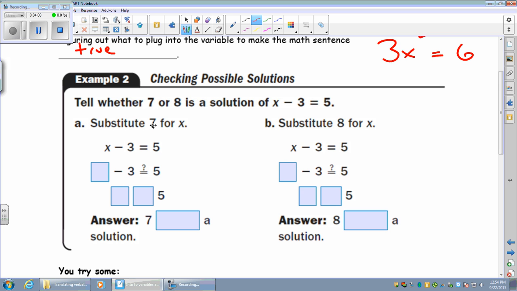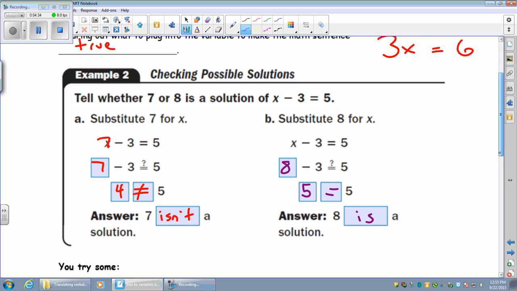So let's substitute 7 in to see if that is true. If I plug 7 in place of x right here, I end up getting 7 minus 3, which is 4. Now 4 obviously is not equal to 5. So 7 therefore isn't a solution. That is how that works. So 7 is not a solution to this equation, which I'm sure most of you already knew, it was 8. Because now when I plug 8 in, 8 minus 3 is equal to 5, and yes, 5 is equal to 5. So 8 is a solution. In fact, it's our only solution.